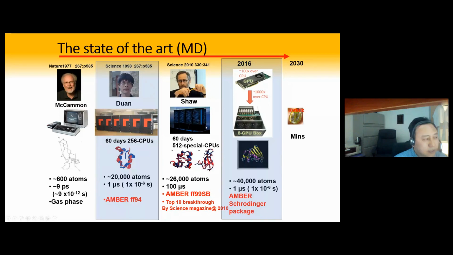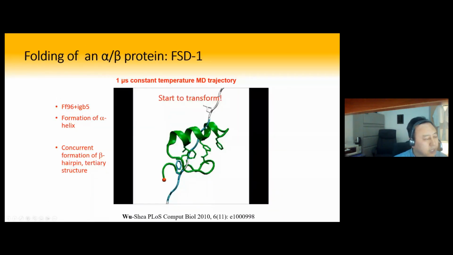Okay, so let's see some of the applications. This is what I did roughly 10 years ago when I was a postdoc. I wanted to see with the simulation, can I fold a small protein with decent secondary structure, helices and a beta hairpin. And this is what I did.